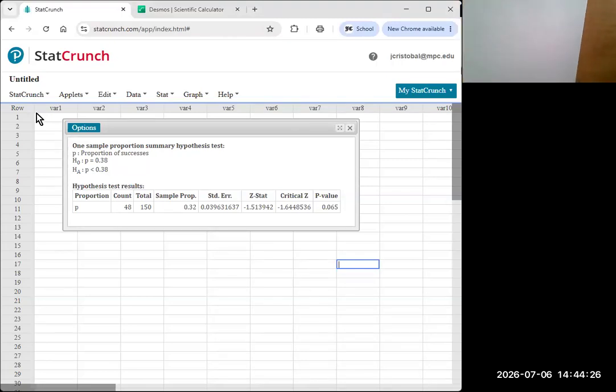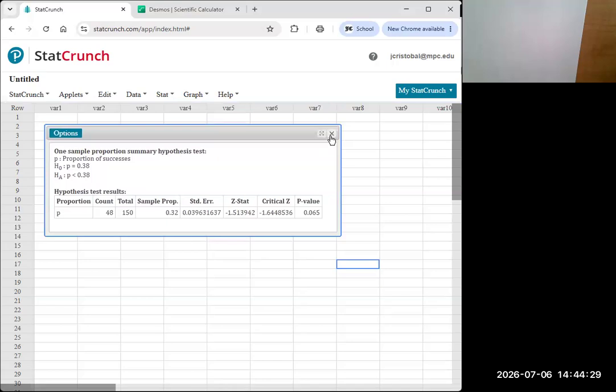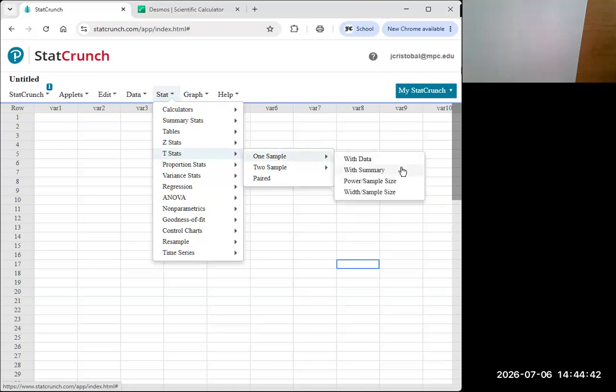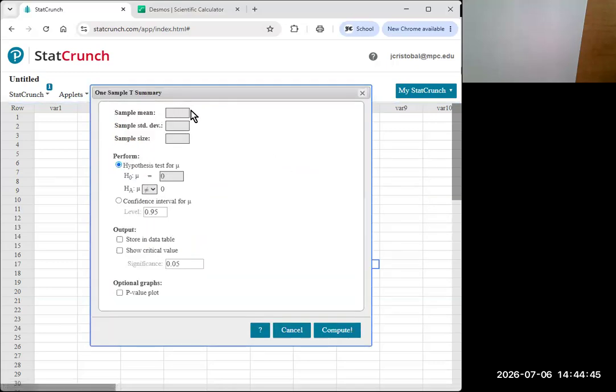But looking at that information, had we dealt with a problem involving the mean? Close that down for now. We can go Stat, T Stats, when you only have sample data, sample standard deviation in particular, One Sample, With Summary. And again, you can put your sample mean, that x bar, your sample standard deviation, s, your sample size, that n. And now we're doing a hypothesis test for the mean, mu. So notice the symbol we're using here.